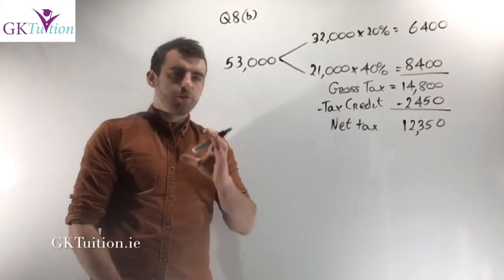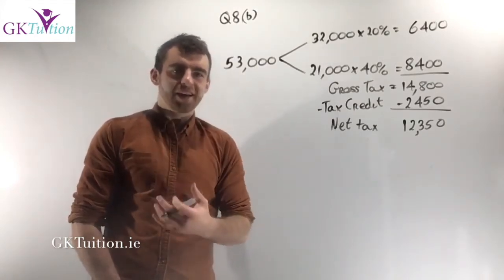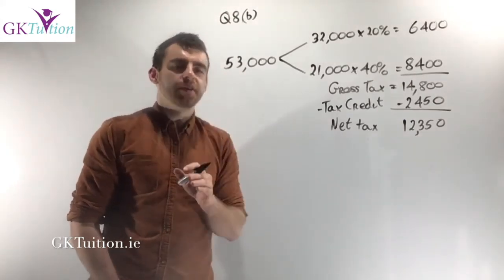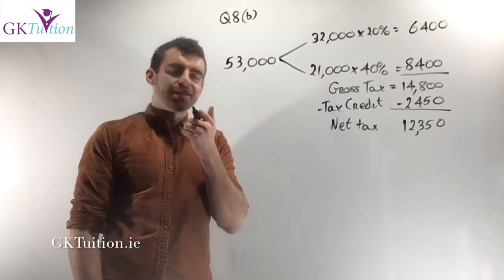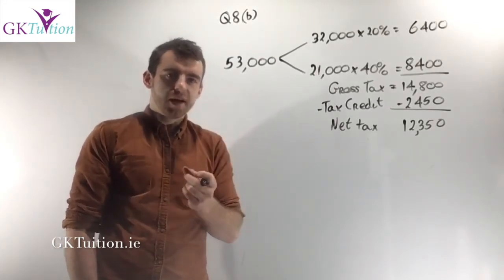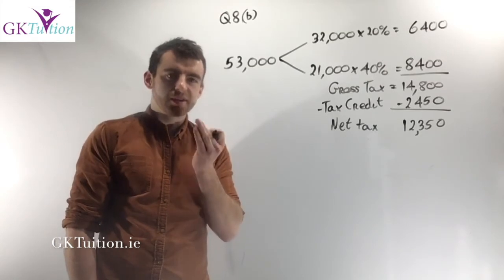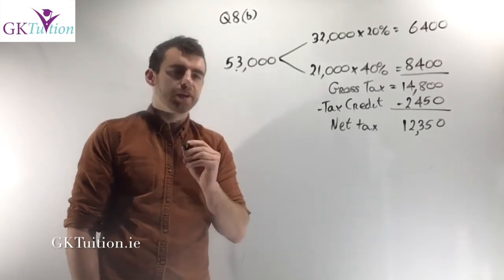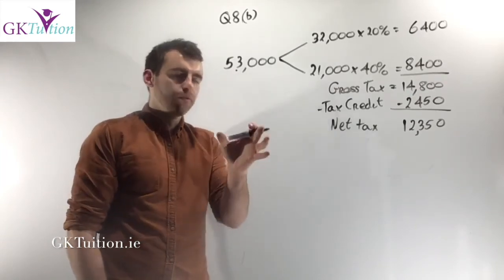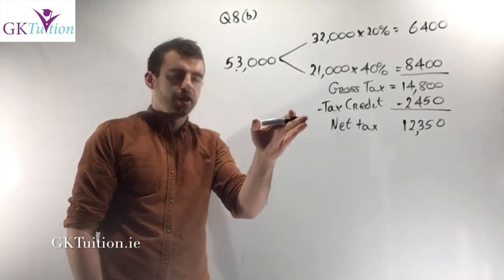Net income refers to the amount of money he actually gets to spend or gets to keep. His company pays $53,000, but he needs to pay tax, he needs to pay PRSI, and he needs to pay USC. If I subtract his tax, PRSI, and USC from his gross income, that will tell me his net annual income. So before we look too much into that, I want to just finish off the tax.